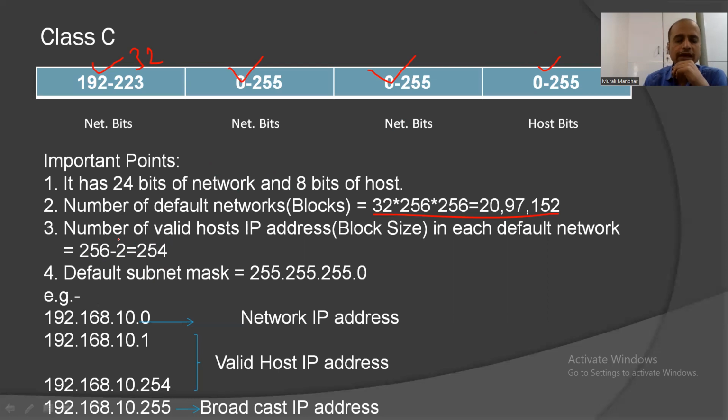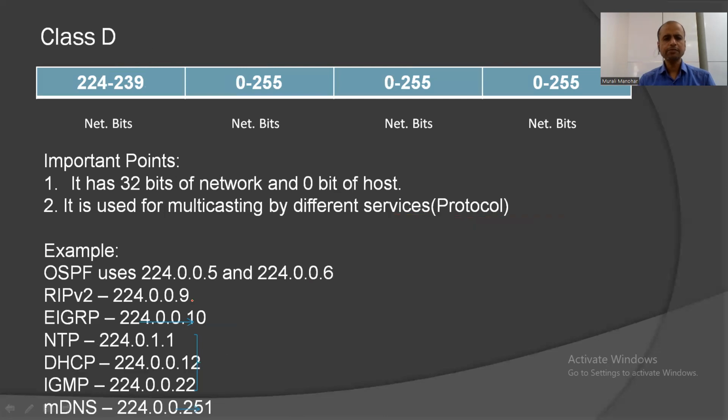Why have I done minus 2 here? Because the very first IP address of any network is used as the network IP address, and the very last IP address is used as the broadcast IP address. Now, come to point number 4, the default subnet mask value. The subnet mask gives the range of hosts in a network, and its default value is 255.255.255.0.